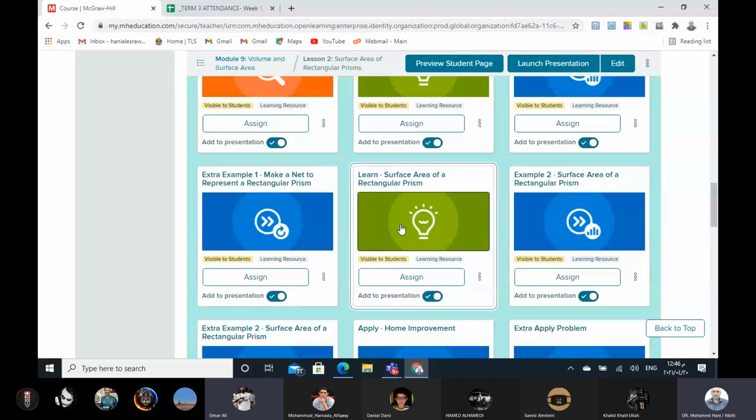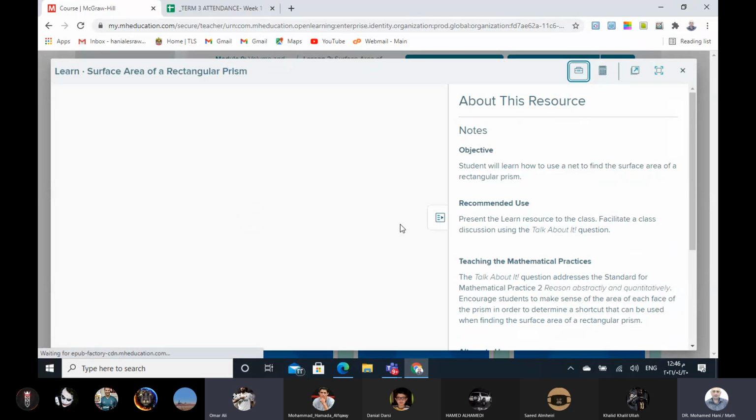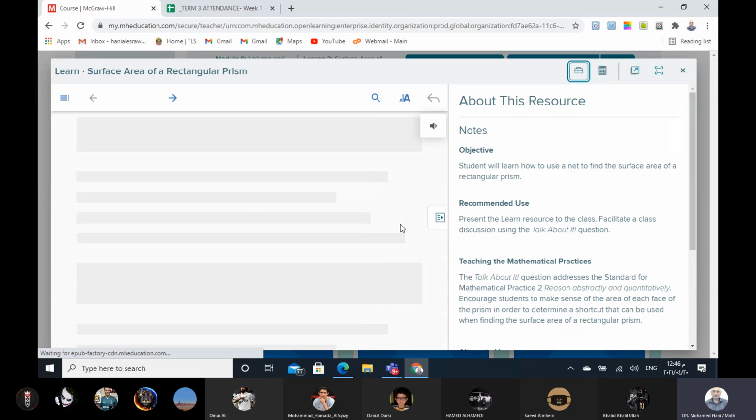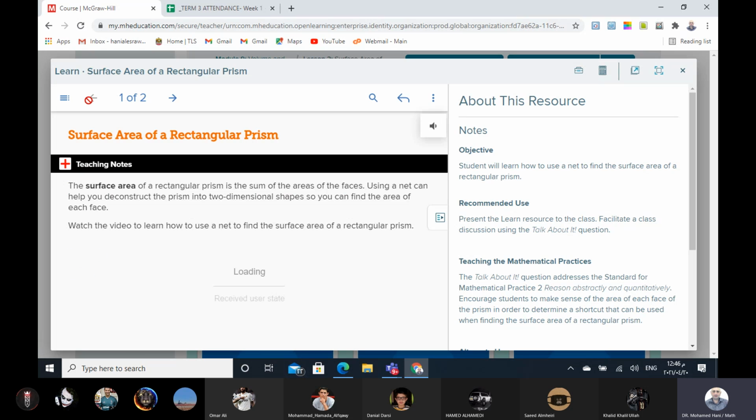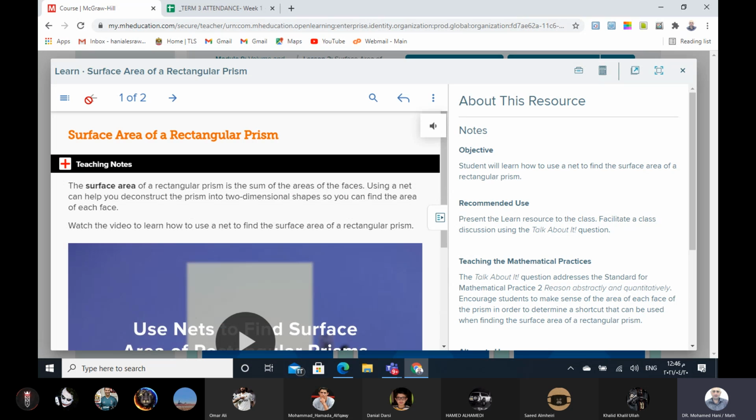Mr., what does dimensional mean? Repeat your question, please. What does dimensional mean? Length dimensional, width dimensional, height dimensional. This is the meaning of the dimensions. When we have just length and width, it means we have two dimensions. When we have length and width and height, it means we have three dimensions.